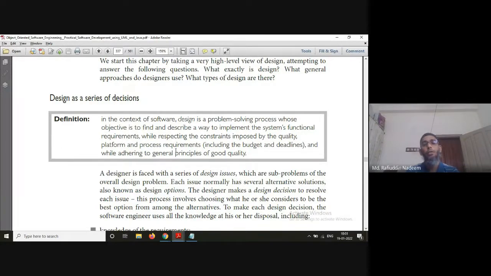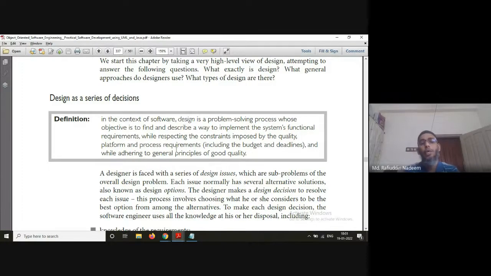Now, I need to plan according to meet that quality, and I am specifying a particular platform on which it has to run. I'm stating some process requirements also, like the budget and the deadlines when it is required, in how much budget I want you to develop the software, and while adhering to the principles of good quality. So I want good quality software.